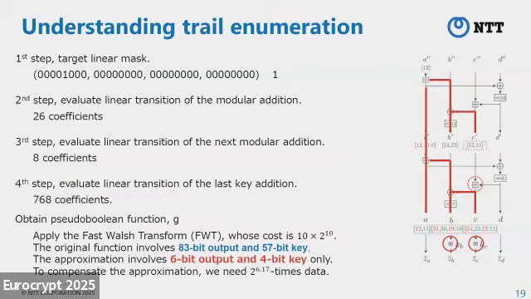OK, so finally, we apply the fast Walsh-Hadamard transform, and then we get the punctured key recovery function. The original function used the 83-bit output and the 57-bit key. But after puncturing, this function only uses 6-bit output and 4-bit key. But of course, this is an approximation. We need more data to get the attack, and we need 2 to the 6.17 times data.